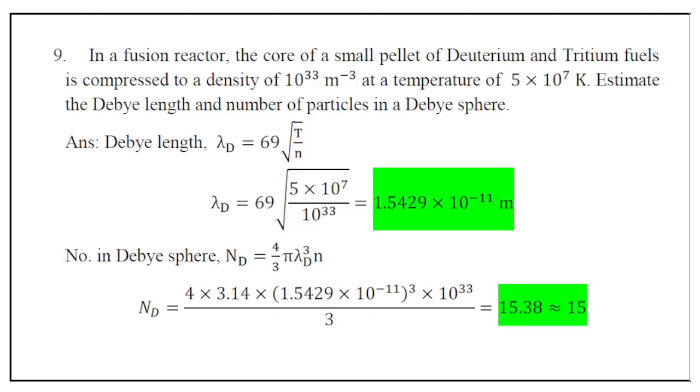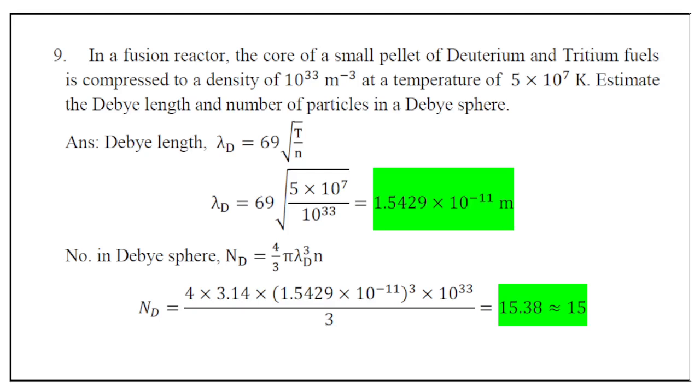Then in a fusion reactor, the core of a small pellet of deuterium and tritium fuels is compressed to a density of 10^33 per meter cube at a temperature of 5 × 10^7 Kelvin. Estimate the Debye length and the number of particles in a Debye sphere.